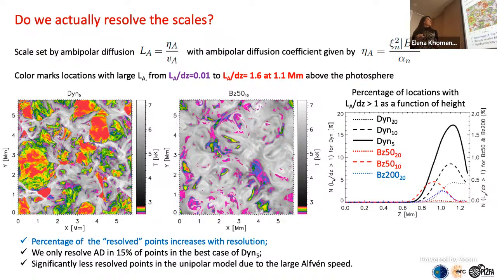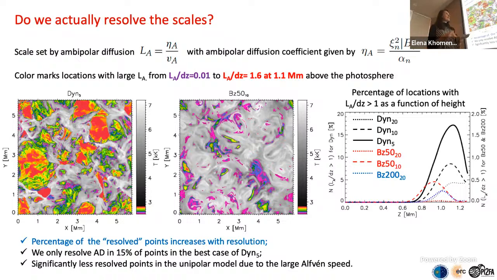So you may see that, for example, for models with unipolar fields, this is quite unsatisfactory because all of this is gray and there are very few points which are colored. And here in the dynamo models, there are more points which are colored, but still there are a lot of gray areas. So I was a little bit disappointed when I did this because I put a lot of effort in producing these models with very high resolution. And then I found that I still cannot resolve the ambipolar diffusion in most of the points.